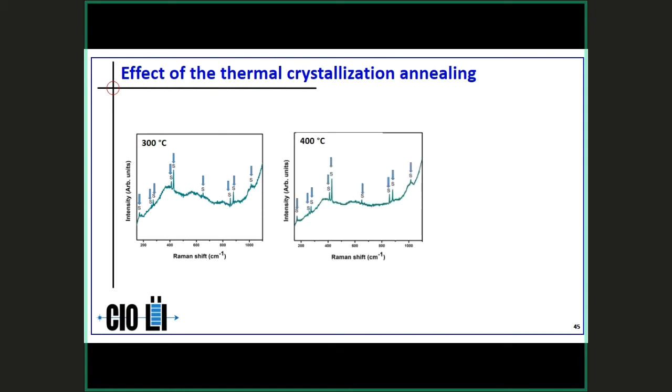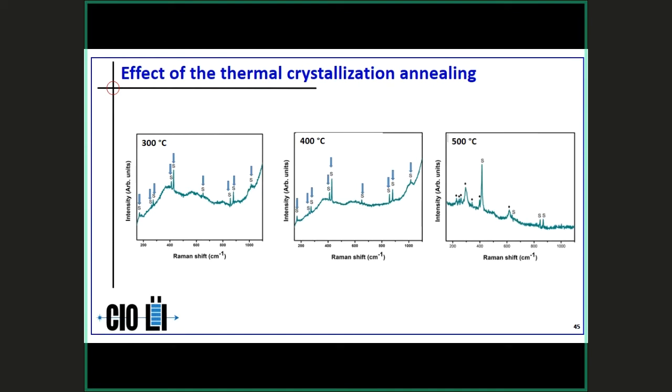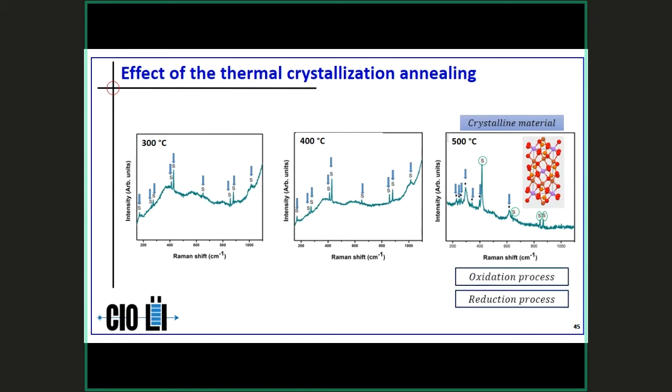We observe the same spectrum for the coating that was heat treated at 400 degrees Celsius, and for the coating that was heat treated at 500 degrees Celsius, we observed something different. The shape of the spectrum is different, and we don't have a lot of peaks coming from the substrate. Now we have peaks that are coming from the coating, and it is telling us that at 500 degrees Celsius, we got the response of the chemical bonds of the crystal structure of the material. It is telling us that 500 degrees Celsius was enough to crystallize the material. For that reason, we observe the oxidation and reduction process. 300 and 400 didn't give the energy to ensure the crystallization of the material.